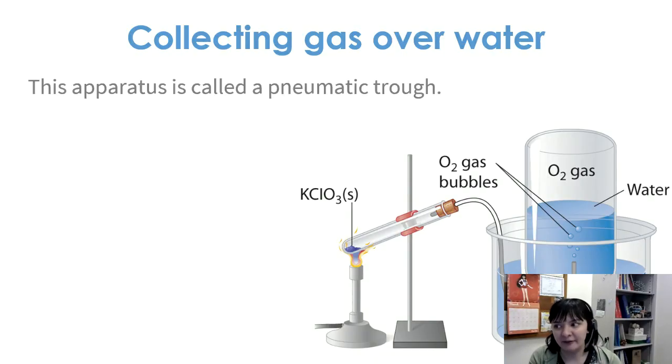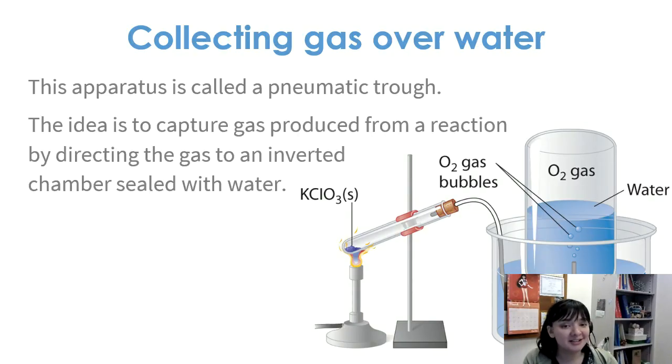Right here we have what is called a pneumatic trough. It's a very fancy word, but basically it's just a gas collection apparatus, and it works by capturing the gas that may be produced from a chemical reaction or a physical change, and capturing that gas into some closed container that was initially just filled with water.